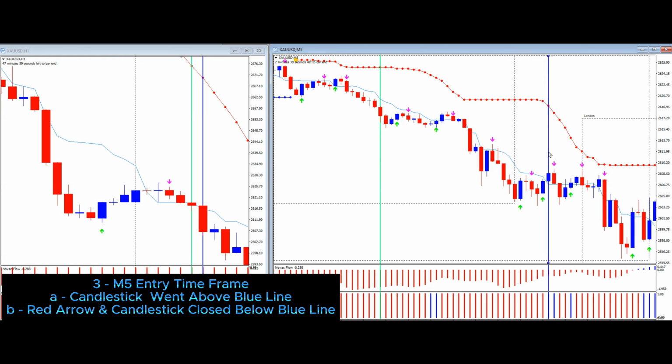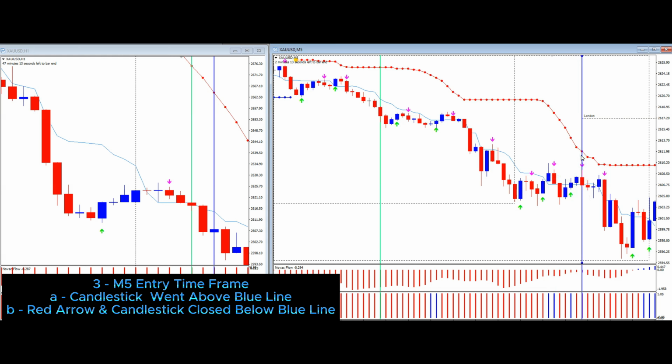And then the next one over here. You see that the candlestick goes above the blue line, and then it closes bearish, above the line. It's not below. So this is not a good setup. You can see Novac is also blue and red, so it's not a good setup.